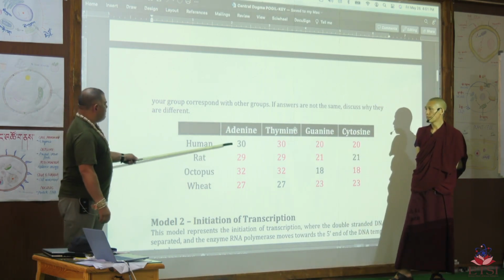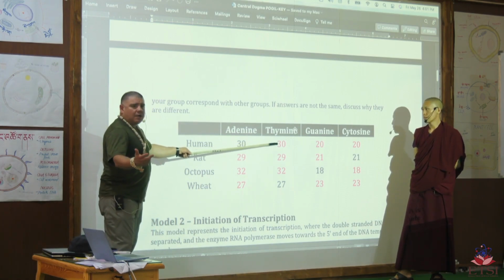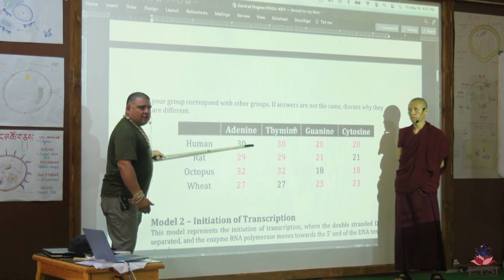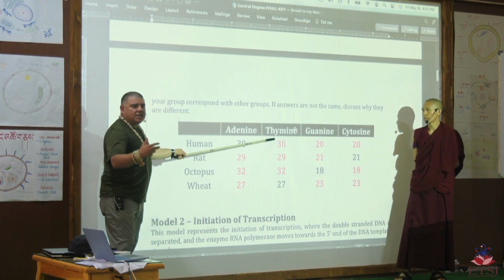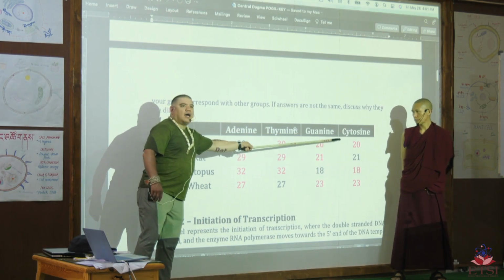Why? Because if you have 30 adenine, well, you know that you also have 30 thymine. That gives us 60. 100 minus 60 is 40. 40 divided by 2 is 20 and 20.